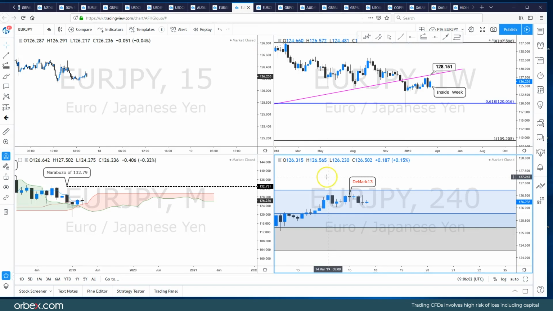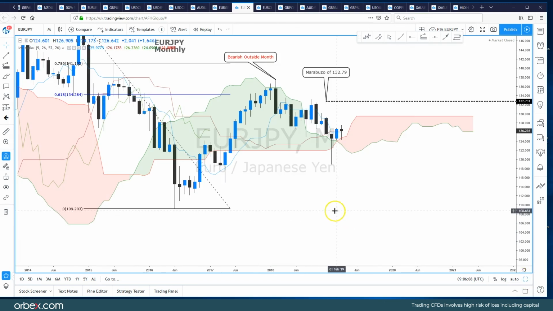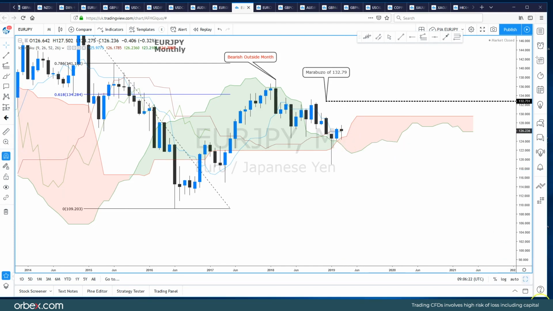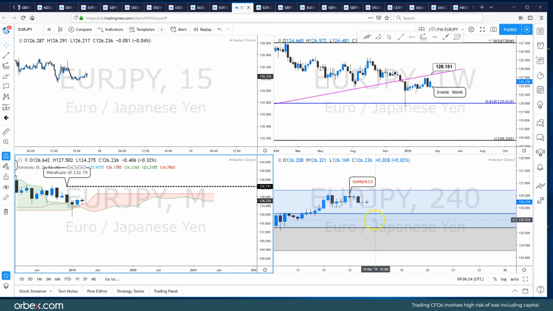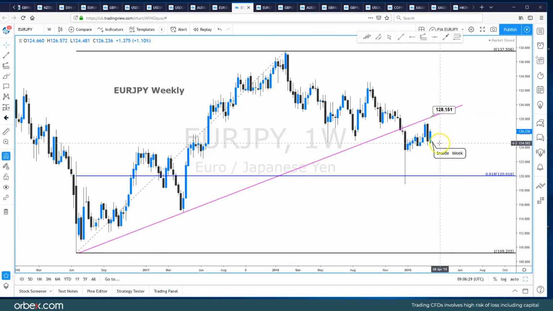Real mixed picture in euro yen. The monthly chart doesn't really give us anything away. We've got an inverted hammer, or a hammer base, which normally highlights the end of a trend. We've got dips being bought into near the Ichimoku cloud. If we go to the weekly chart, we've got an inside week highlighting indecision, reverse trendline resistance located at 128.15.